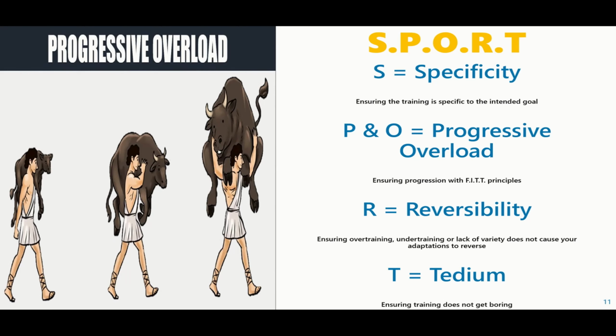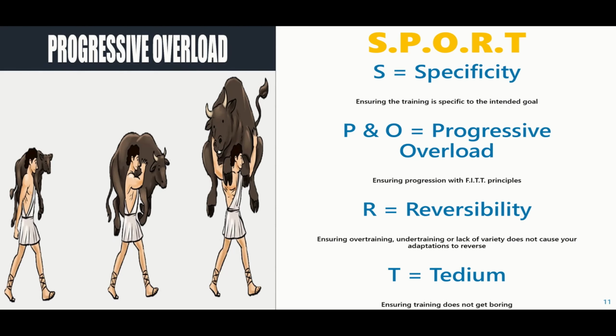R stands for reversibility, and this is just ensuring that you don't go backwards in terms of the gains which you're making in the gym environment. So there's a few ways in which you can potentially do this, and number one is overtraining, so pushing your training so much that you actually begin to get weaker and your adaptations are reversed. Undertraining, of course, a lack of stimulus, being in the gym maybe once per week and then missing weeks, whatever it may be, of course, doesn't give the stimulus for adaptation to occur, and therefore reversibility will be present.